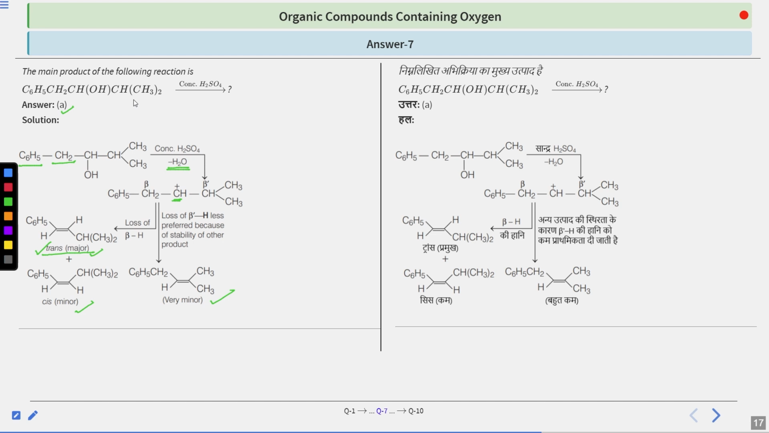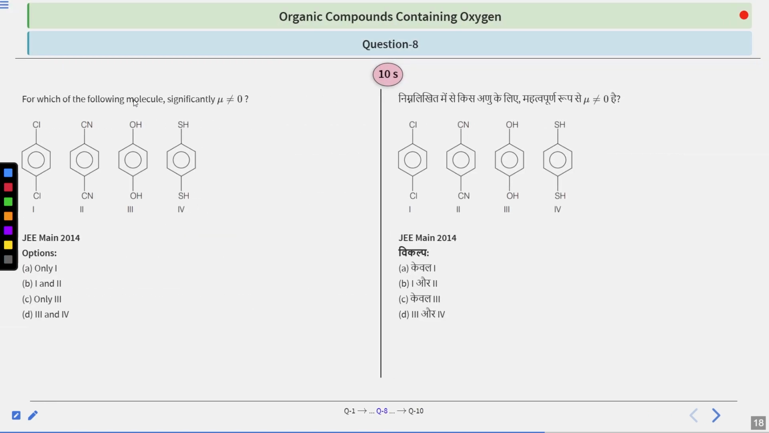Okay, let's move on to the next question. For which of the following molecules is the dipole moment mu not equal to 0? So you have to tell that from the first, second, third, and fourth products given, mu will not be equal to 0 for which one.